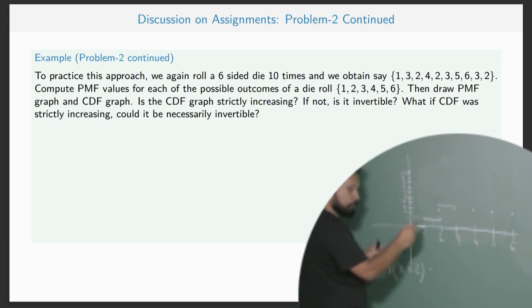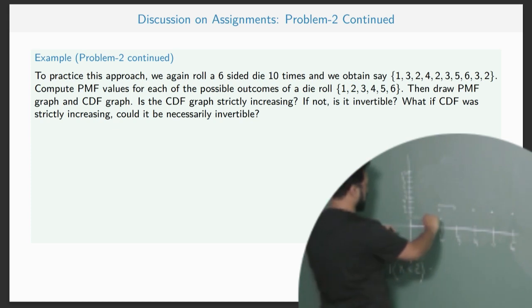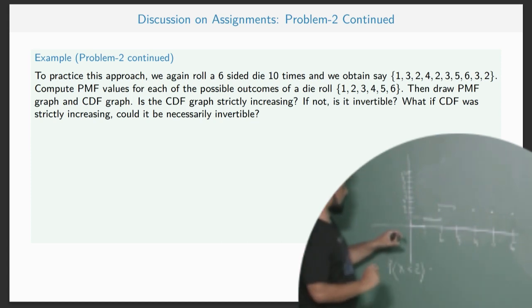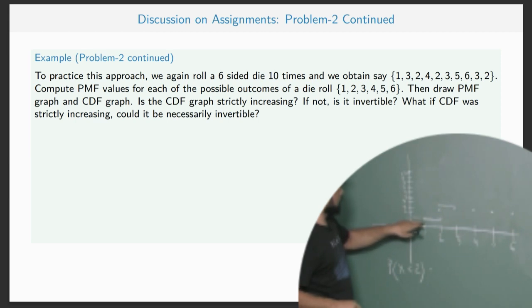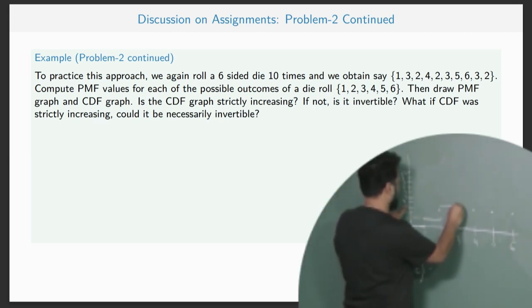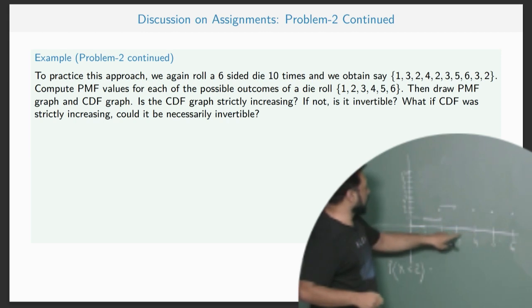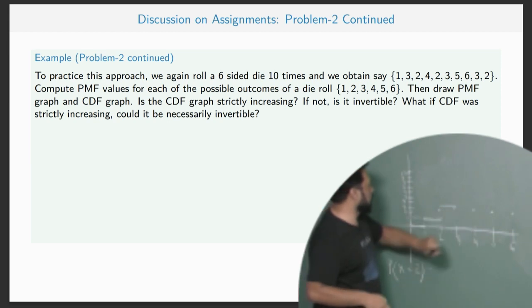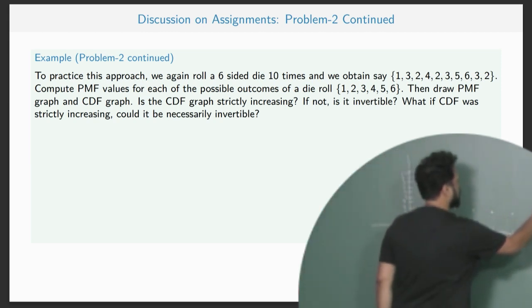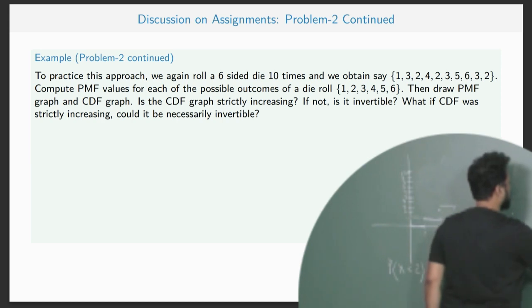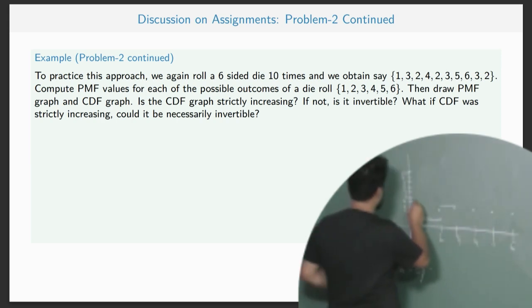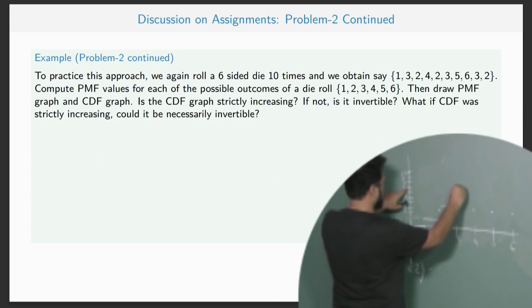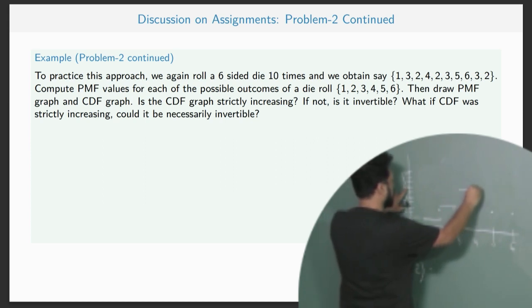So between 0 and 1 it's 0, strictly less than 1. Between 1 and 2 it's 1 over 10, and between 2 and 3 it's 1 over 10 plus 3 over 10, which is 4 over 10. Then from 3 to 4 it's 4 over 10 plus 3 over 10, which is 7 over 10. So 7 over 10 is here.